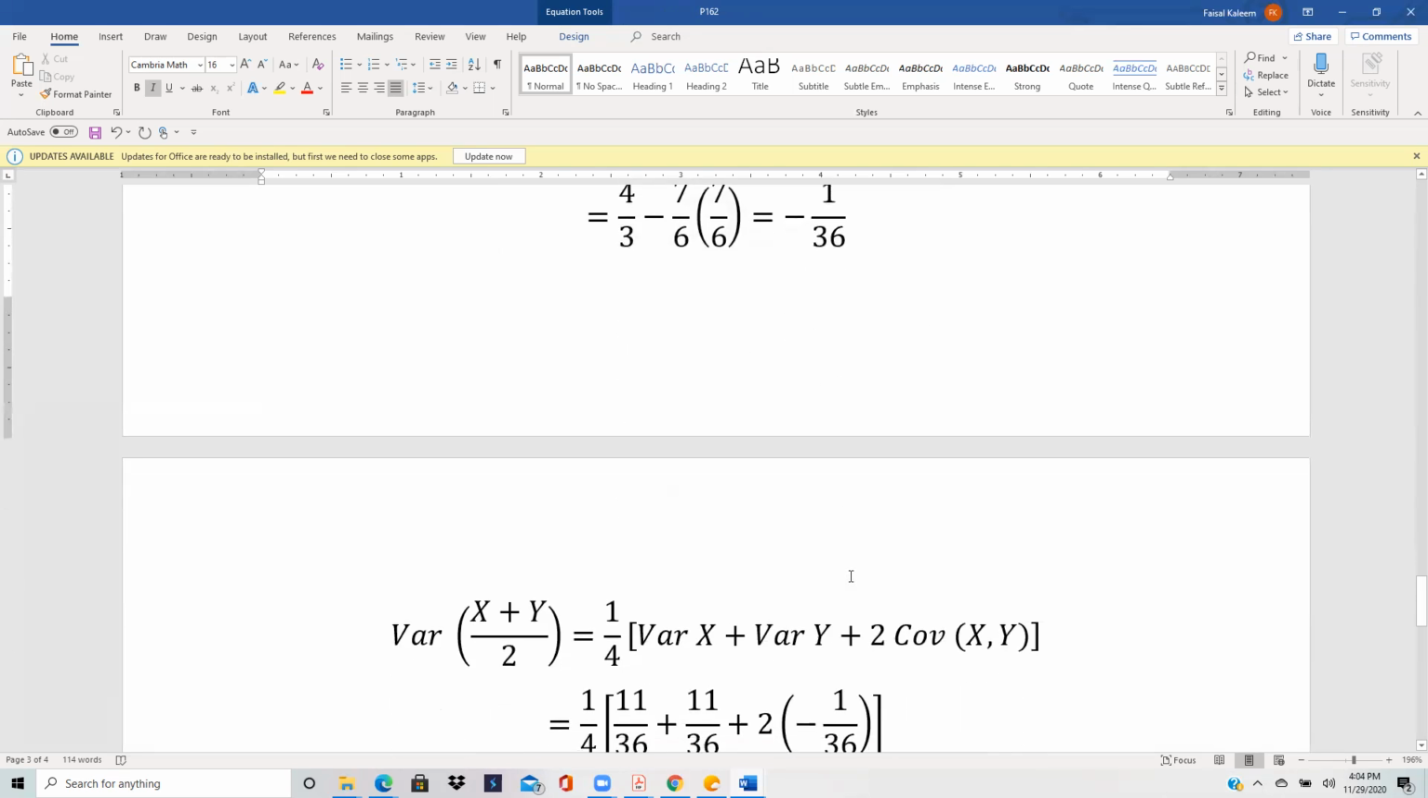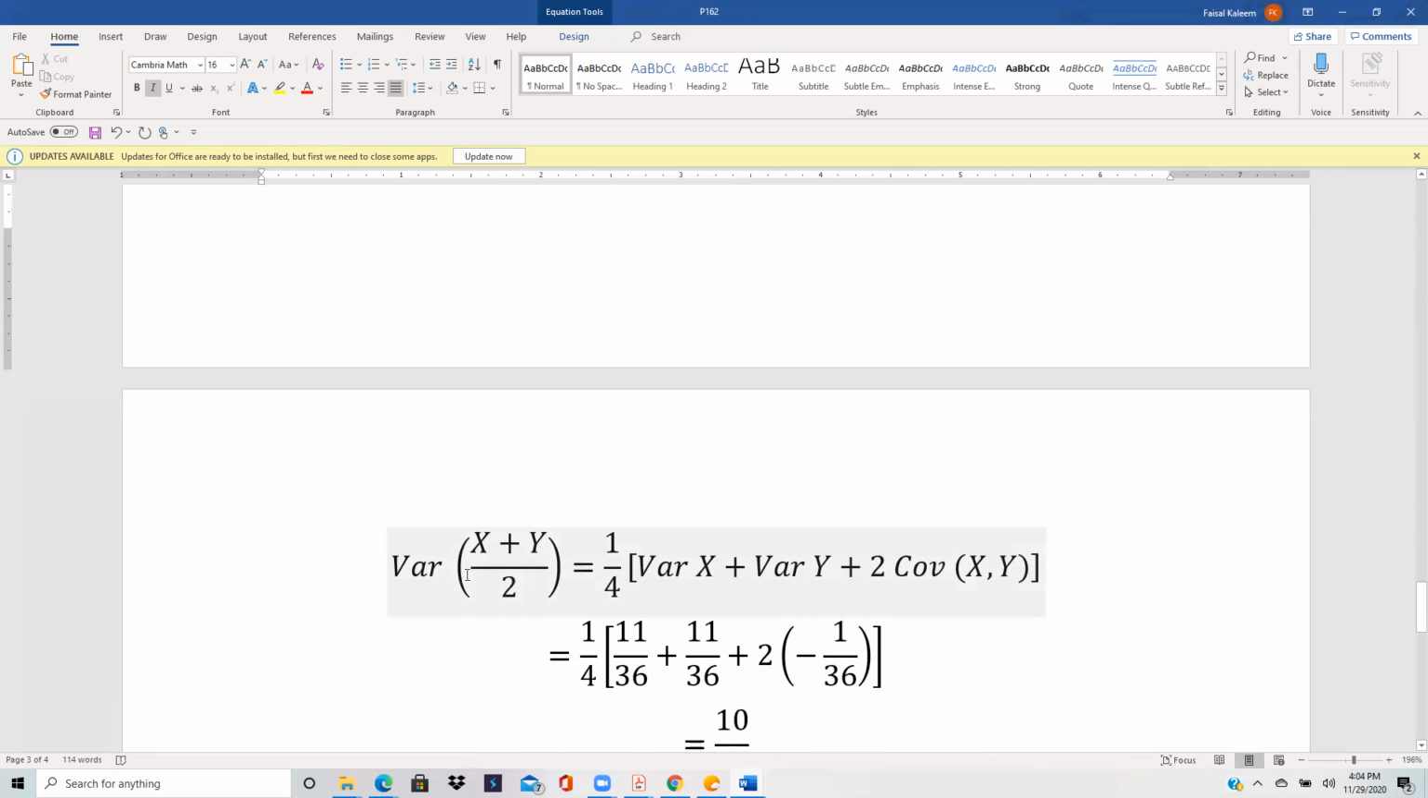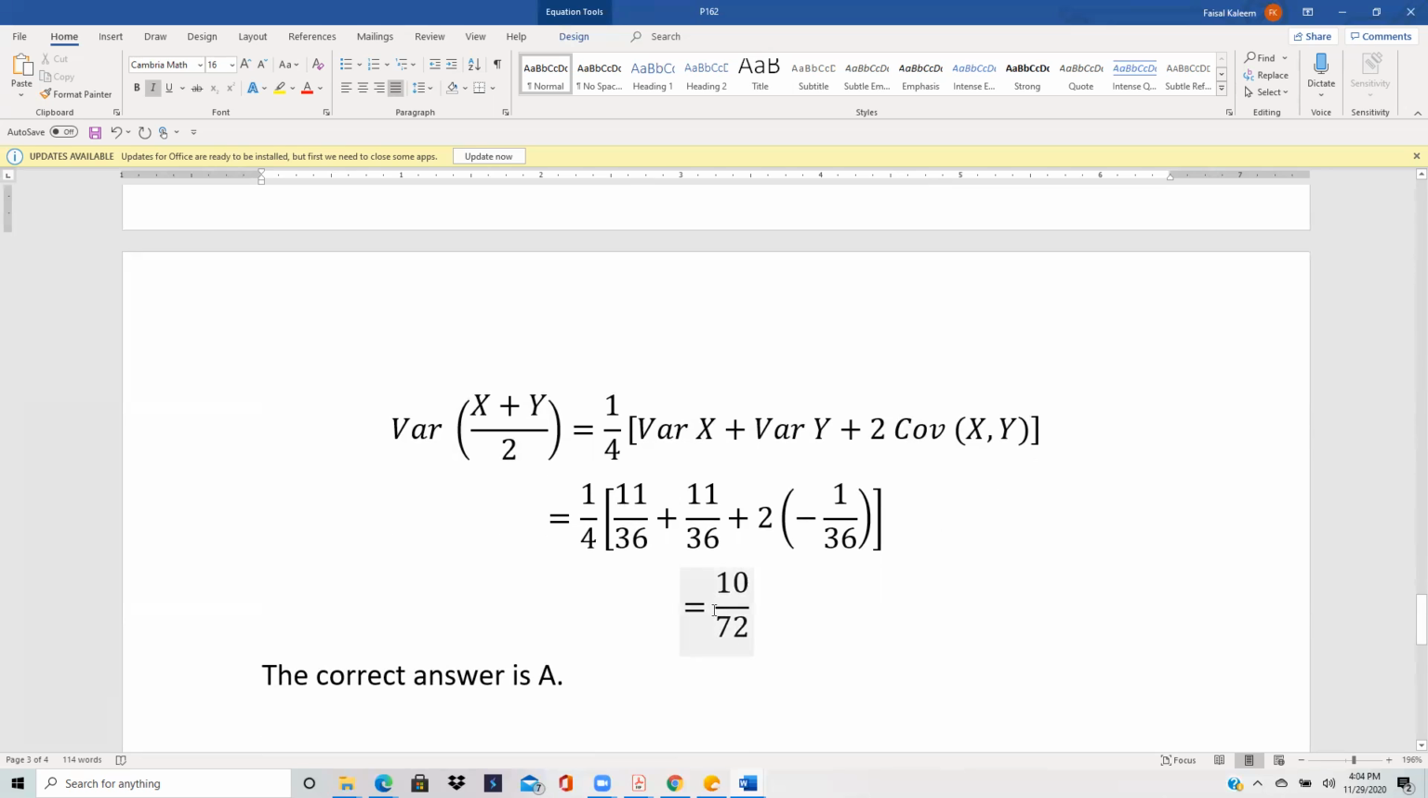And now we have everything that we needed in that formula, variance of (x plus y) by 2. We figured out on the top that it was 1/4 times all this. So you substitute the values. The two variances were both 11 by 36. Covariance was negative 1 by 36. We end up with 10 over 72. They didn't simplify this answer, so I also didn't. And that was choice A.